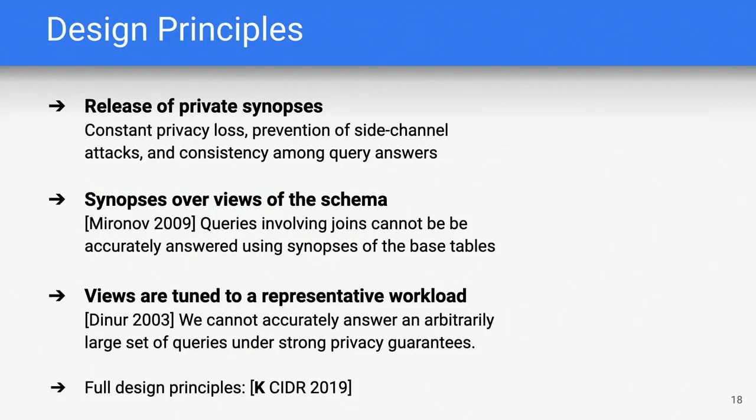discuss a little bit about certain principles that we had in the decision making for building the private SQL. First, we want to avoid the online query answering problems, and we do that by releasing private synopses. So it's synthetic data, but we will call them synopses because they might not be tuples, they might be histograms or vectors of counts, and so on. And this, as we said earlier, gives us constant privacy loss and it prevents side timing attacks, and gives consistency. It's a decision that we made that we're not going to go online. But as we said earlier, if we go that way, we have a big loss on joins.